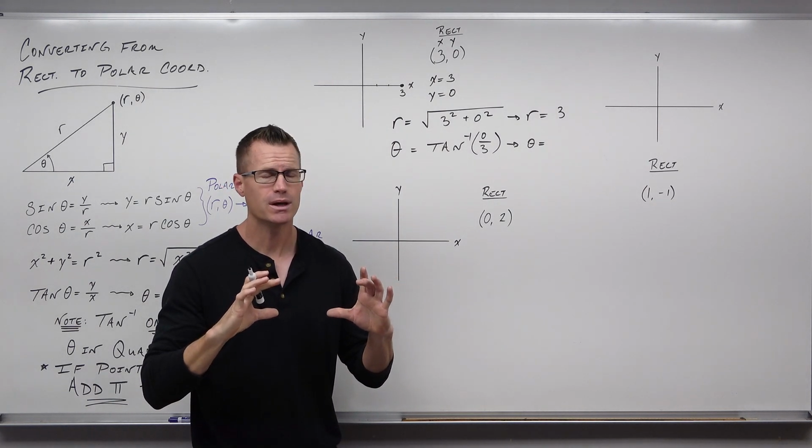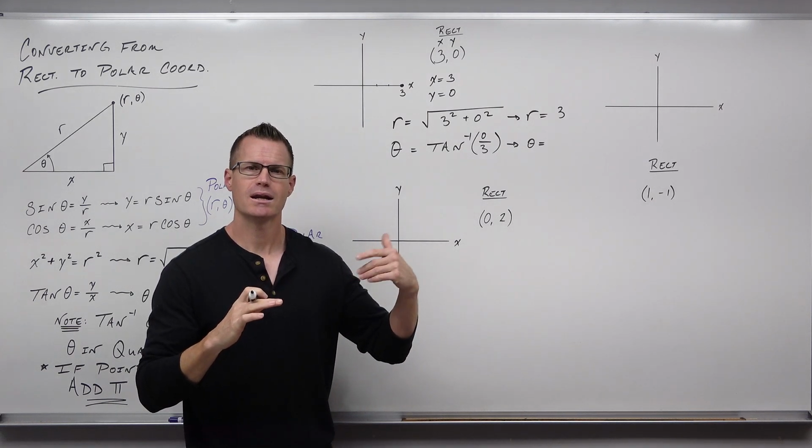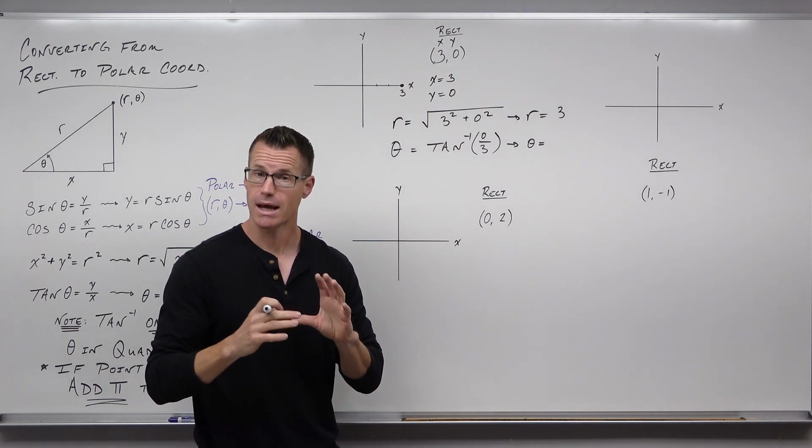Sometimes having that table is really, really handy right here. So tan inverse of 0 is 0. This is an angle of 0.